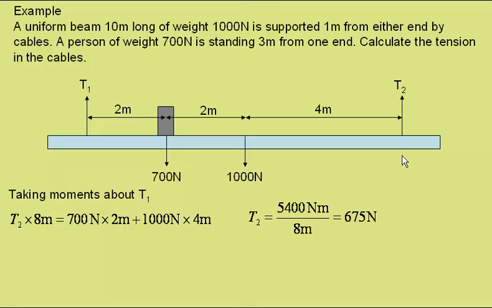I could now take moments about here to find T1, or, more simply, I can just say that the sum of the downwards forces, the 700 plus 1000 newtons, must equal the sum of the upwards forces, T1 plus T2, and so T1 is equal to the downwards forces 700 plus 1000 newtons minus the upwards force we already have of 675 newtons, meaning T1 is 1025 newtons. That seems about right. The person is closer to T1 than T2, and so T1 is providing more of the upwards force than T2.